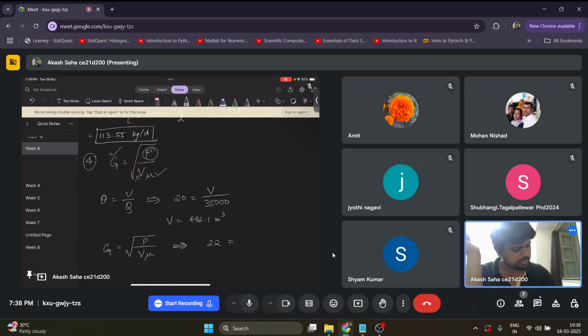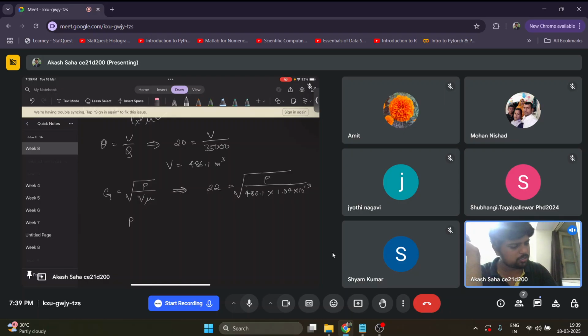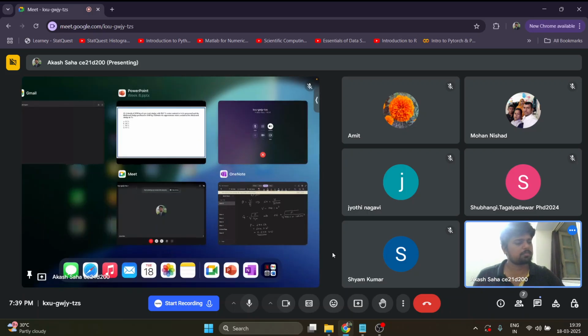Now we just put in the values. G is 22, equal to root over P divided by V, which is 486.1, into mu. If you solve this, you will get P around 244.68, or you can say 244.7 watts, or 0.244 kilowatts. So the answer will be 0.244 kilowatts. I hope this is clear to all of you. There is nothing much, just direct application of the formula.